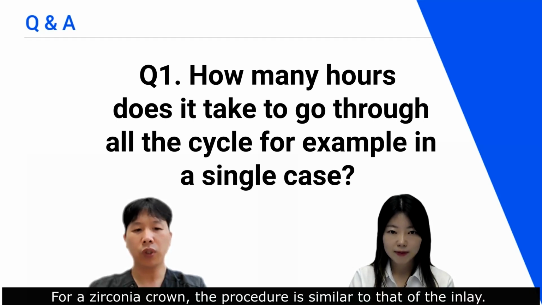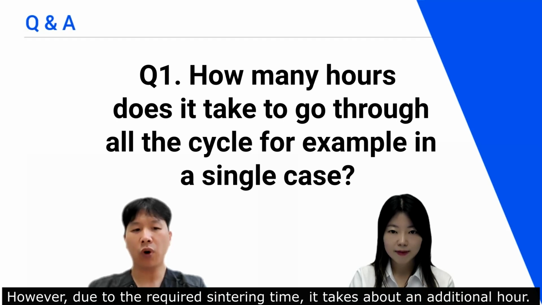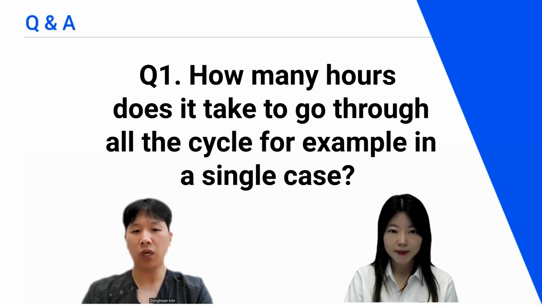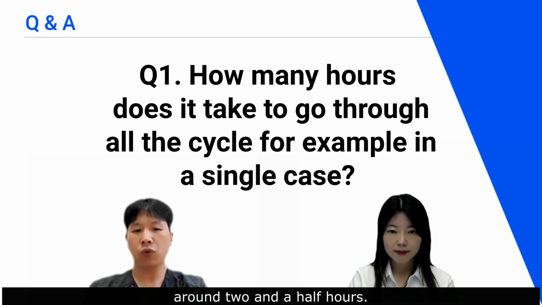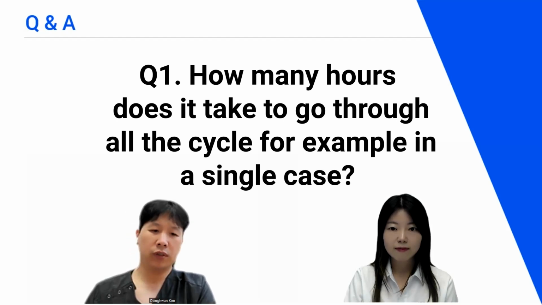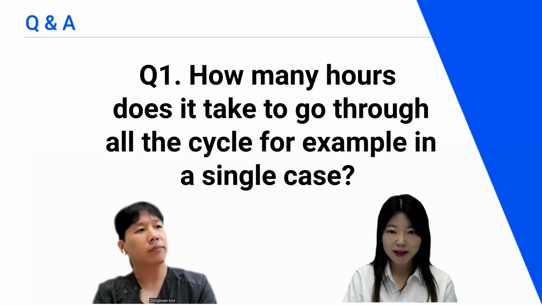For a zirconia crown, the process is similar to that of the inlay. However, due to the required sintering time, it takes about an additional hour. Therefore, the entire process for a zirconia crown typically takes around 2.5 hours. I think it's taking a little more time than I had expected.